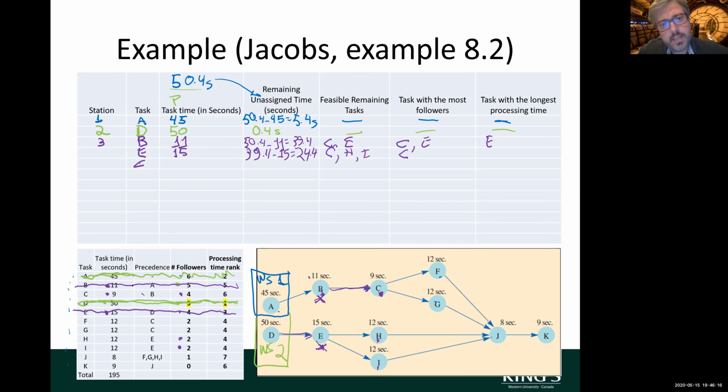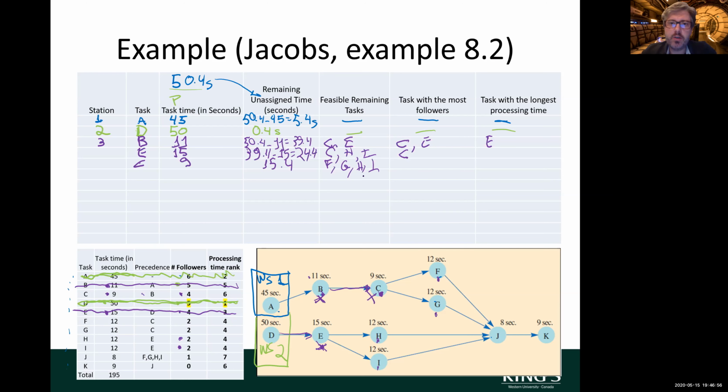C requires 9 seconds. Okay. So I'm going to subtract 9 from those 24.4 seconds. So now I only have 15.4 seconds left. And a whole bunch of feasible tasks remain, right? C is gone. So let's see, what can I do? F can be done. I can do G. I can also do H. And I can do I.